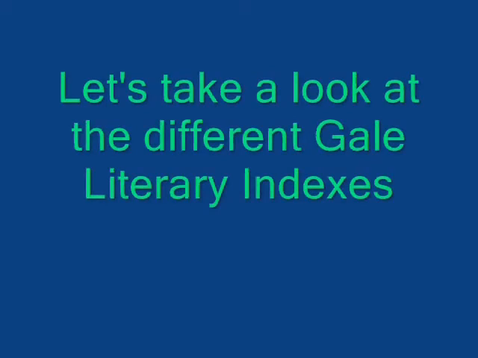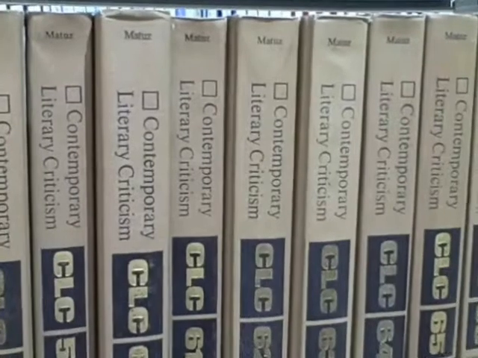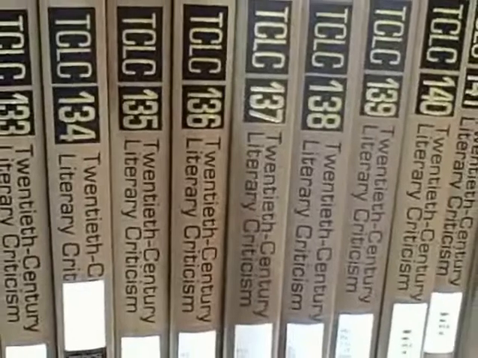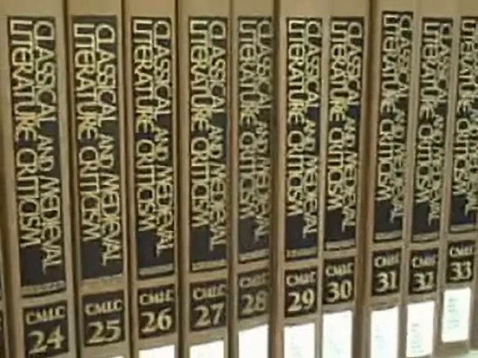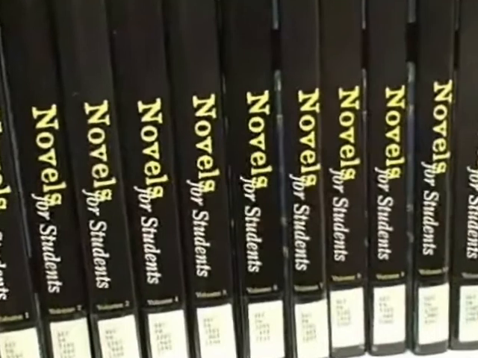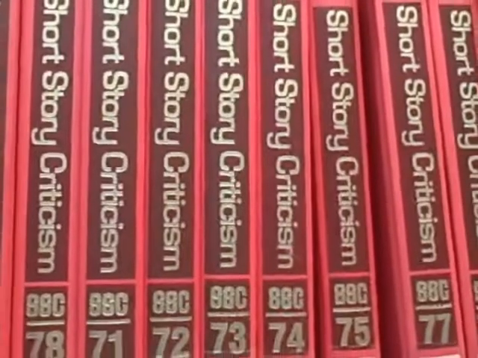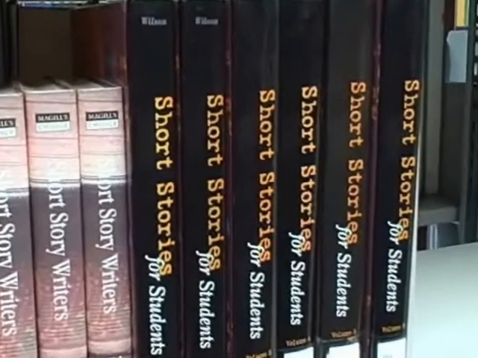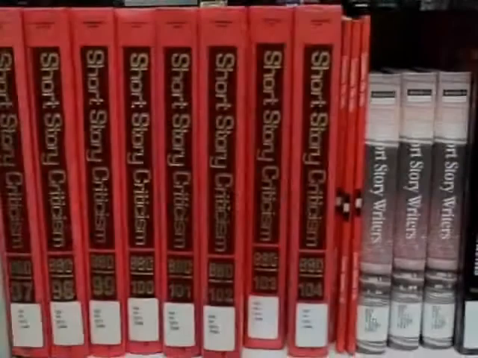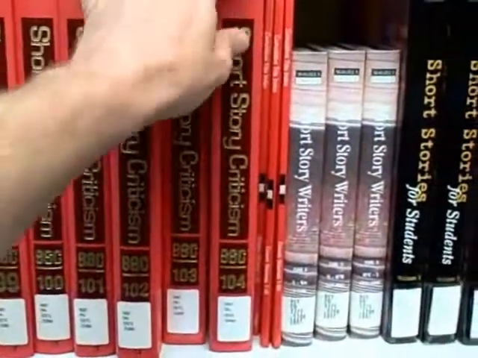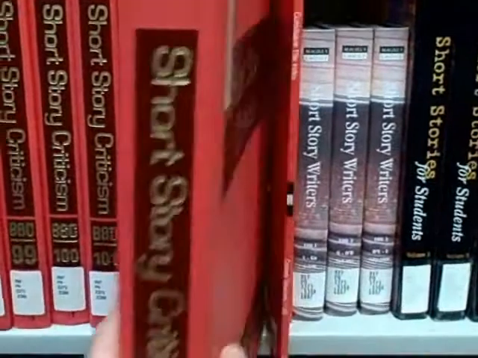Let's take a look at the different Gale Literary Indexes. Contemporary literary criticism, 20th century, 19th century, classical and medieval, novels for students, short story criticism, short stories for students, poetry criticism, and more. Let's look for short story criticism on The Swimmer by John Cheever.